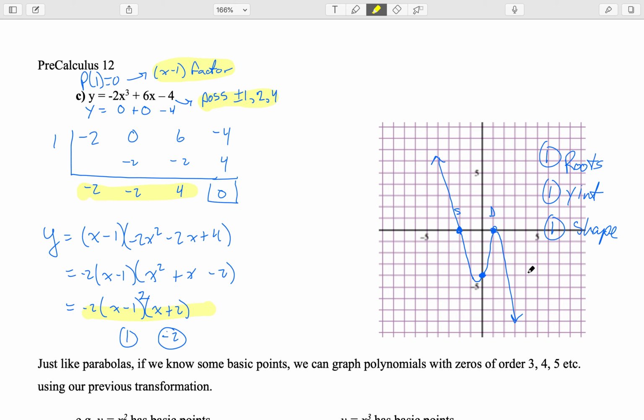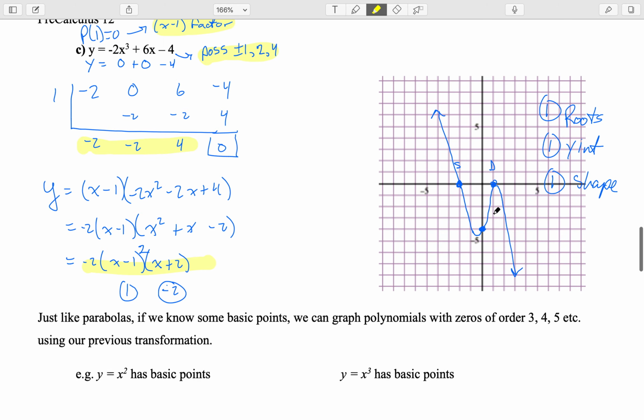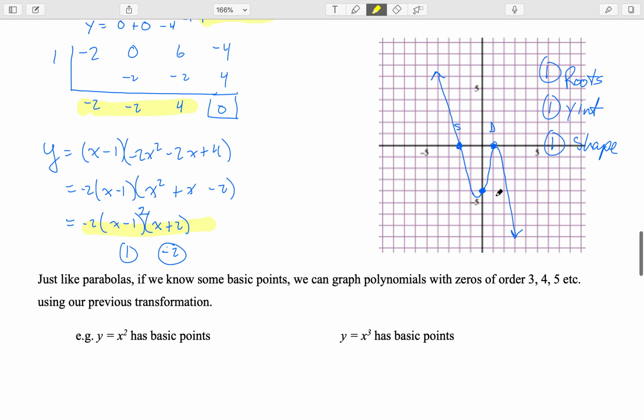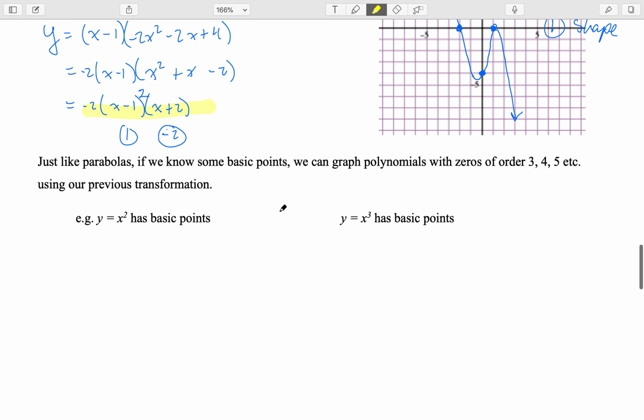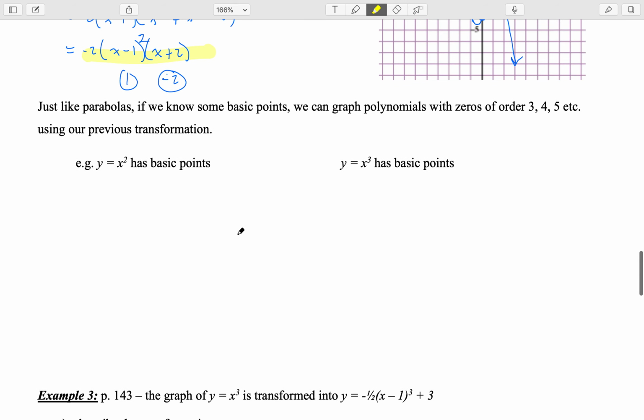And the actual graph could be worth 3. Plugging it into your graphing calculator doesn't give you all the marks, right? You're demonstrating an awful lot here. This is a put it all together kind of question. Okay, now one last thing.